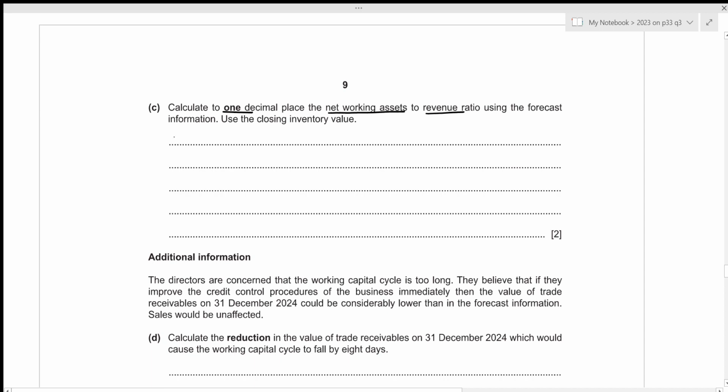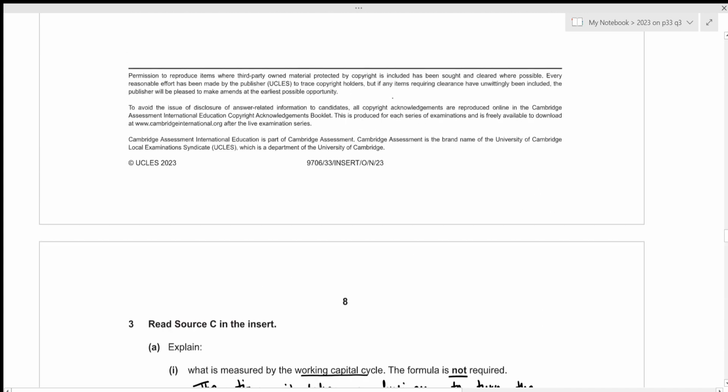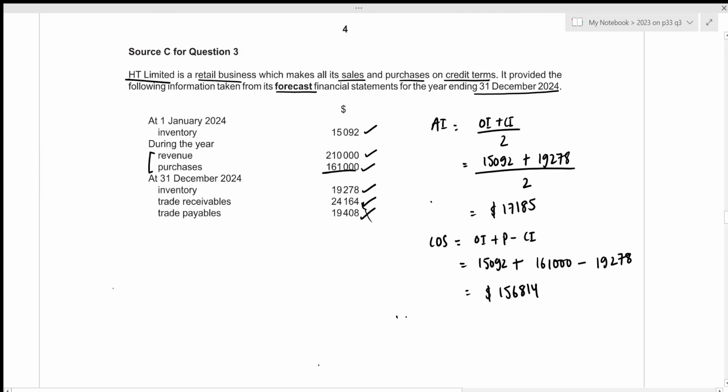Okay, so the formula is pretty simple. We just divide the net working assets by our revenue. And for our working assets, that's the net working assets, right? So it's just going to be inventory plus trade receivables minus trade payables. So 19,278 plus 24,164 minus 19,408, which results in 24,034.